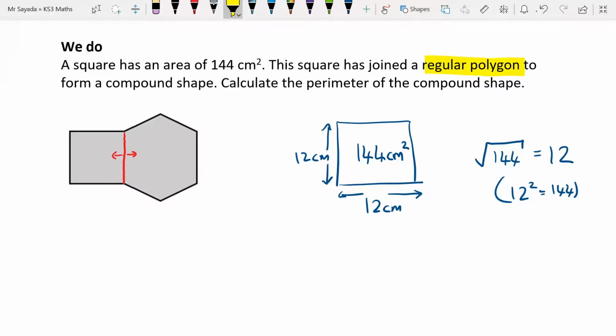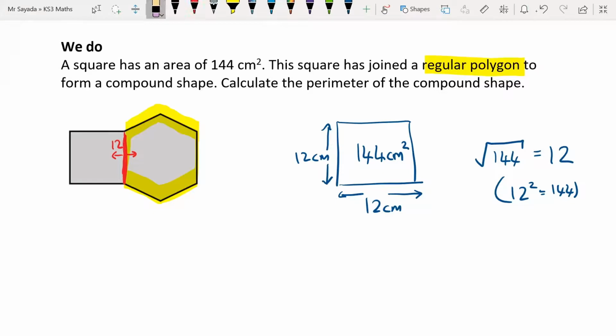You should have now got an answer for which regular polygon is attached to this square. So let's have a look at it. So this is my regular polygon. And it has 6 sides. It's therefore a hexagon. So what I found out is that the side of the square, each side is 12. That means because this here is a shared side, that means every side of the hexagon is also 12.